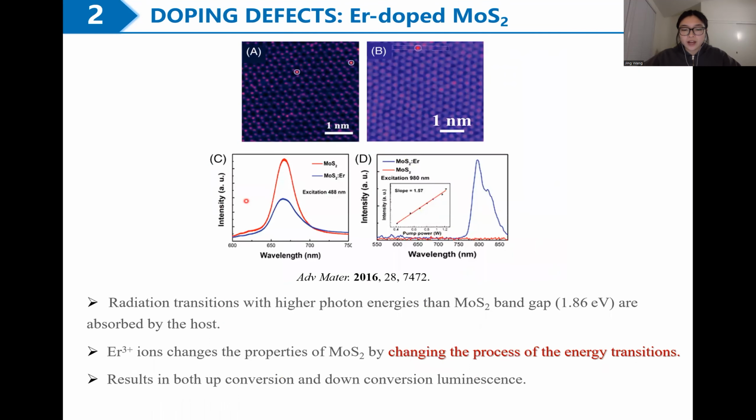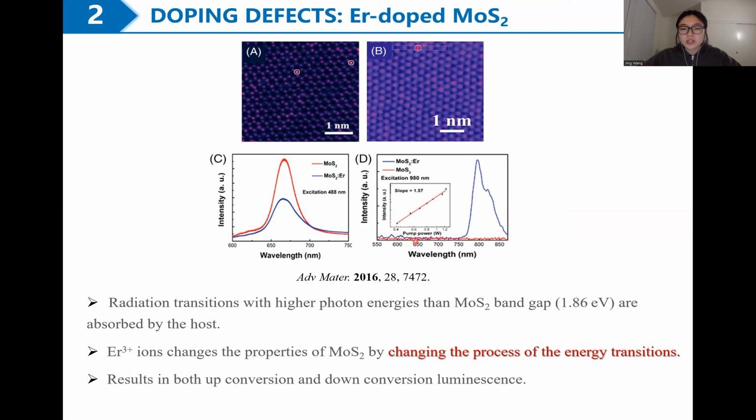First, the doping defects. Doping is one of the dominant defects to affect PL. I listed two typical examples to show how it works. The first example is MoS2 with erbium dopant. Figure C shows that under 488 nanometer excitation, the PL signals of pristine MoS2 and MoS2 with erbium are both located at the same place. Figure D shows that under 980 nanometer excitation, the up-conversion emission was observed in MoS2 with erbium, while the other emission peaks at shorter wavelengths were not.